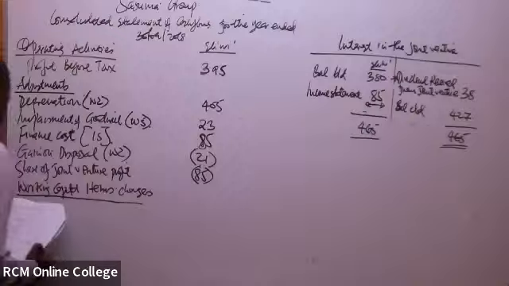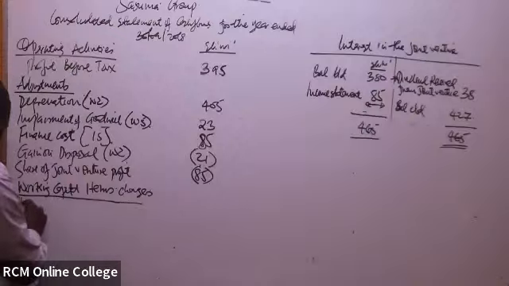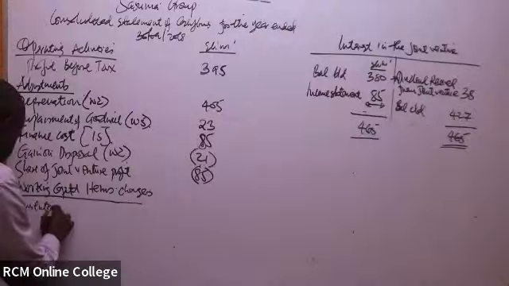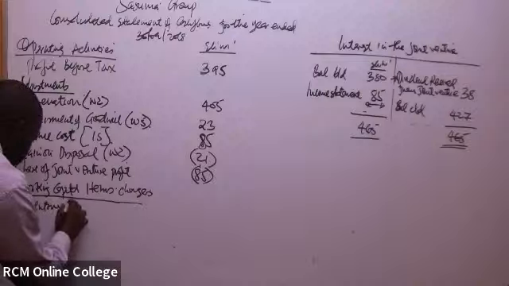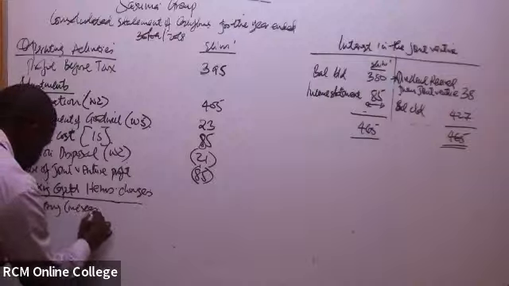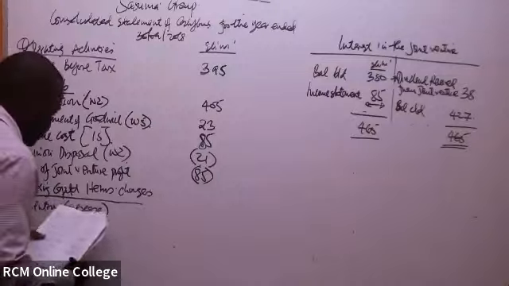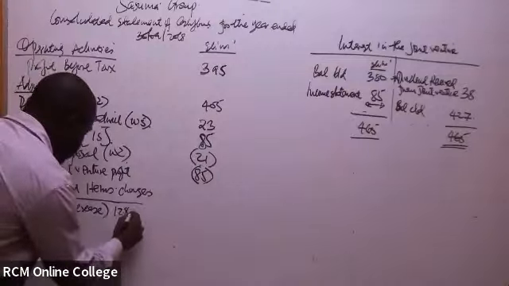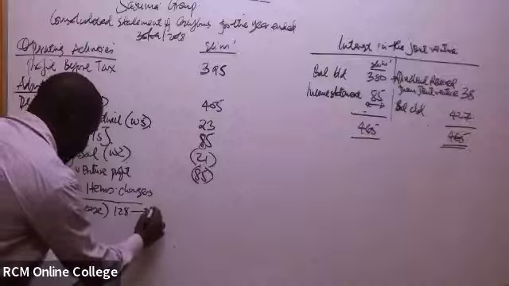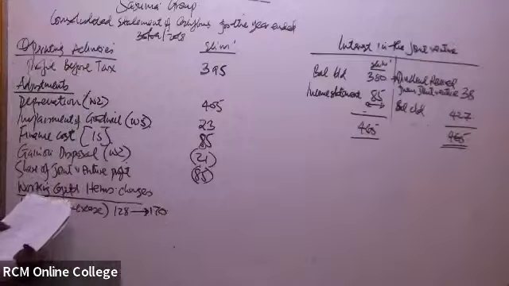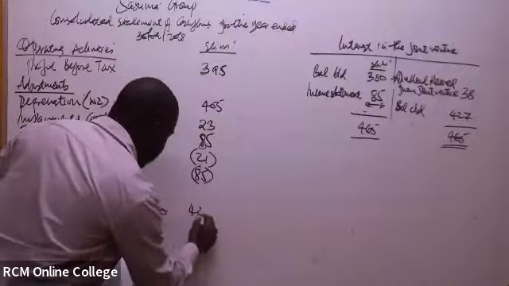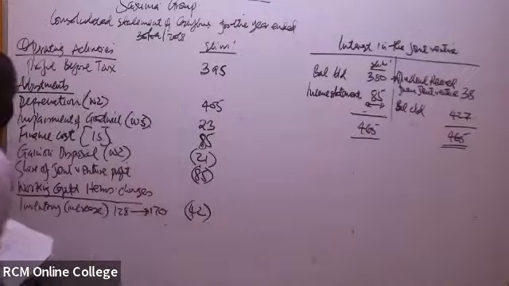For the working capital items changes, we have inventory. Inventory increased. You look at the difference between the start of the year and the end of the year: 128 and 170. So the difference there is an amount of 42. And of course, if they increase, you deduct.